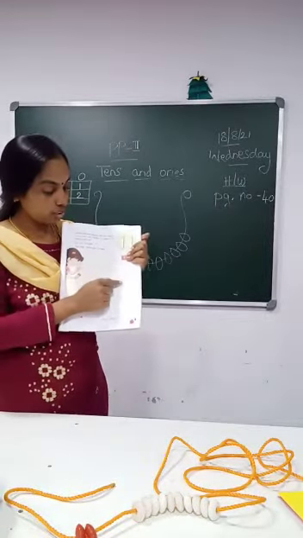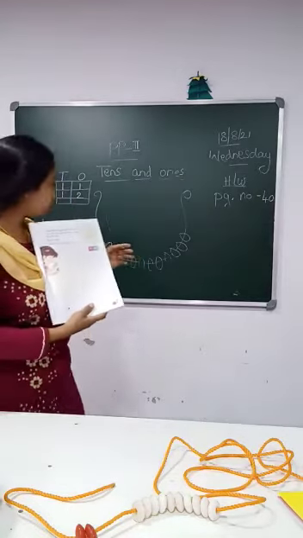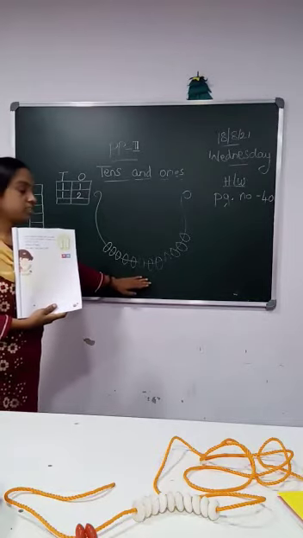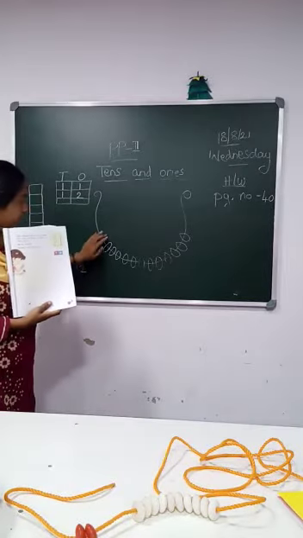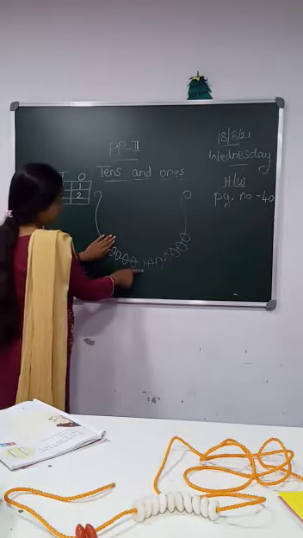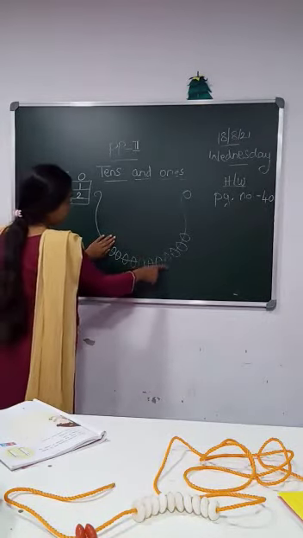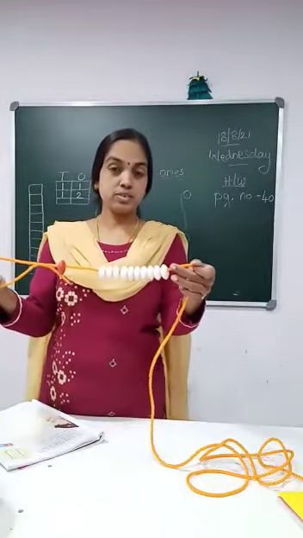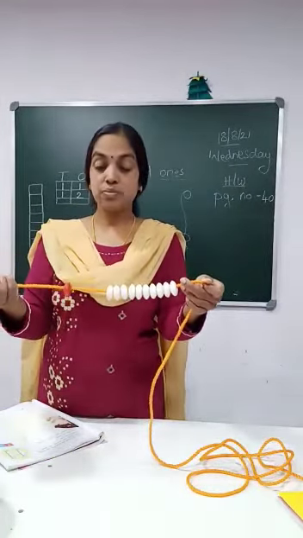So I have taught you this 11, so to make 11 beads, we already inserted the 10 beads here and we have added one more bead to make it number 11. 1, 2, 3, 4, 5, 6, 7, 8, 9, 10, 11. Okay children, so even here we have 10 white beads and one bead we have added. So these 10 beads make one group. So 1 and this bead 1. So it is 11. Okay.